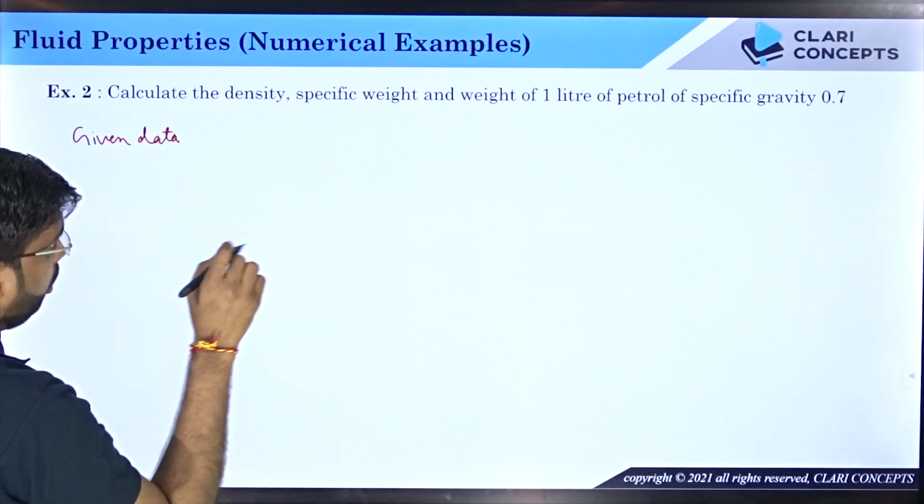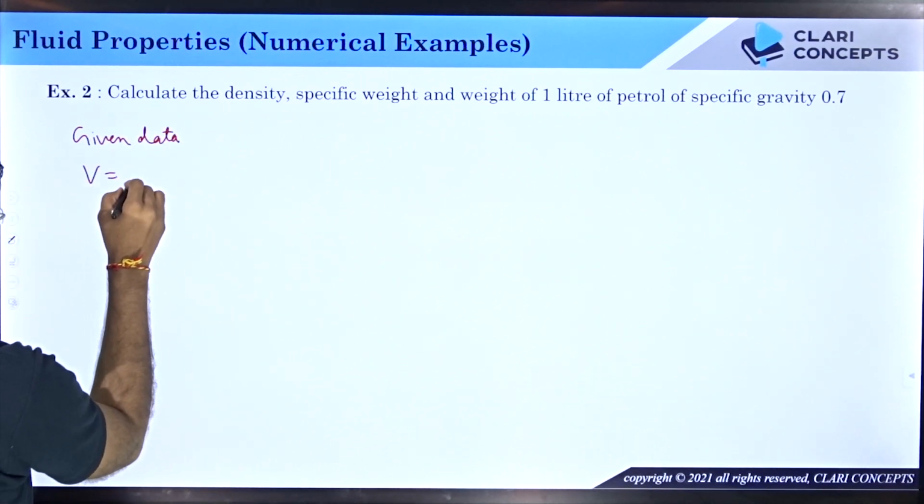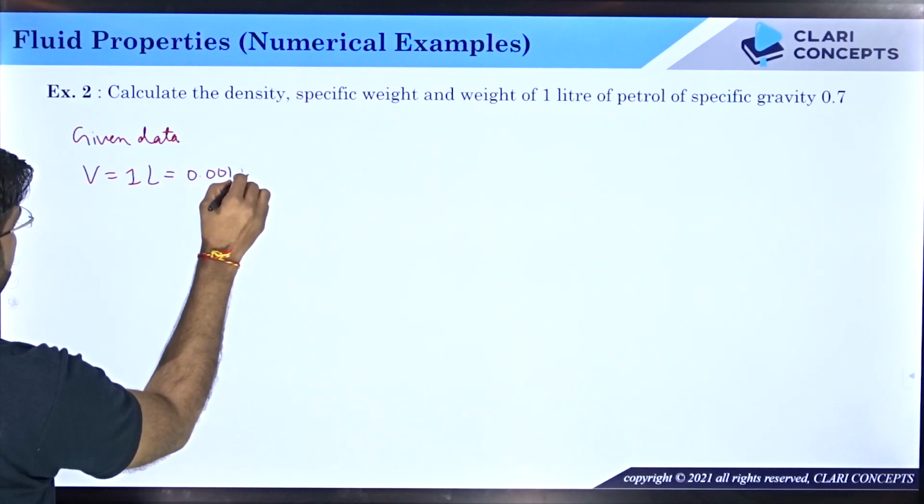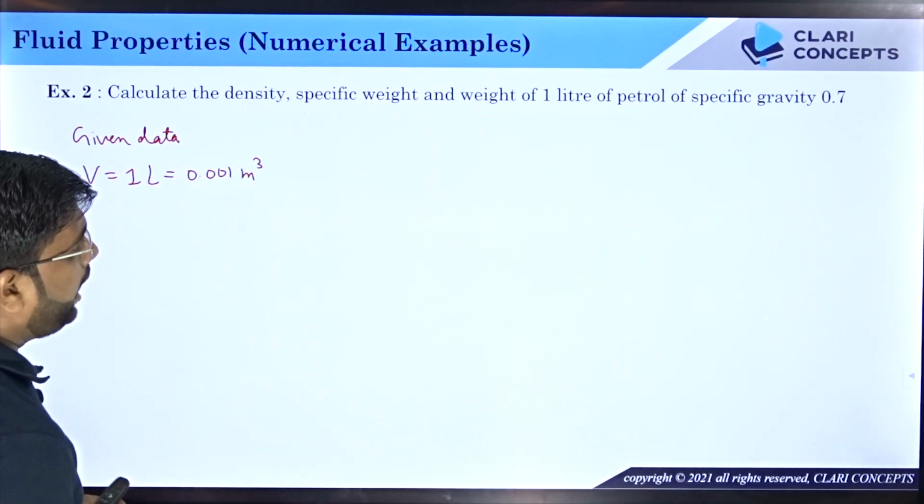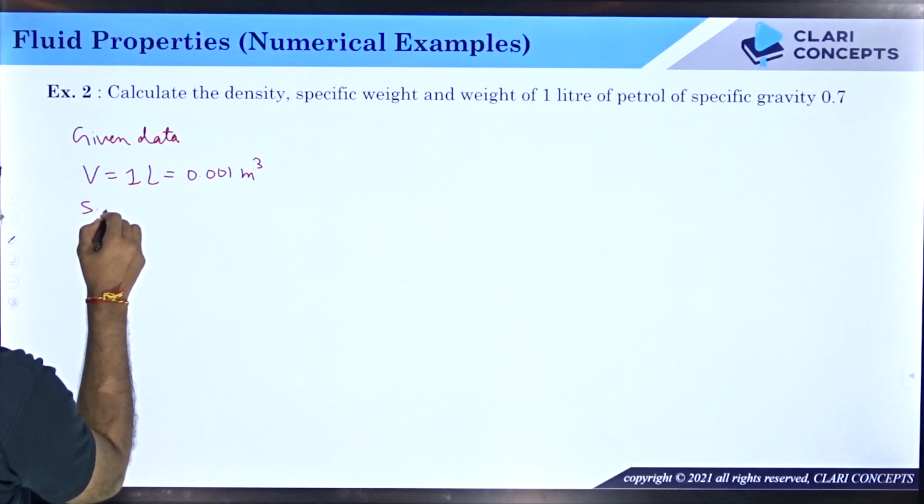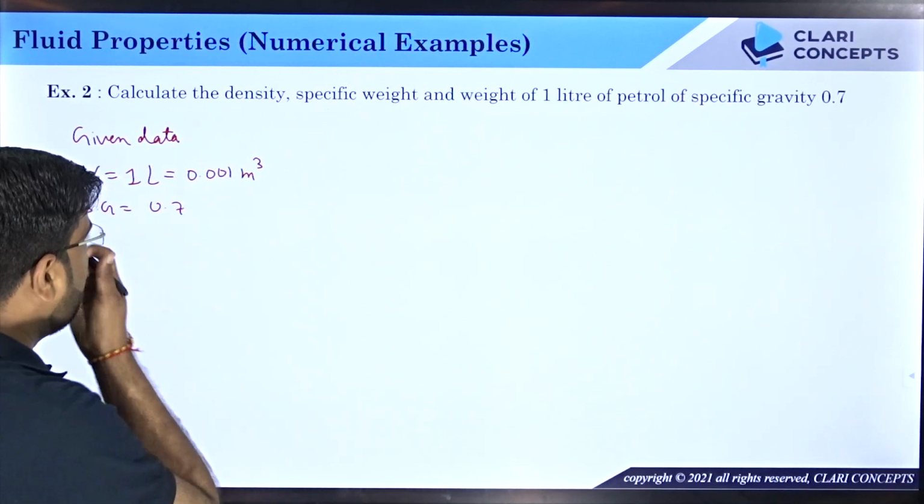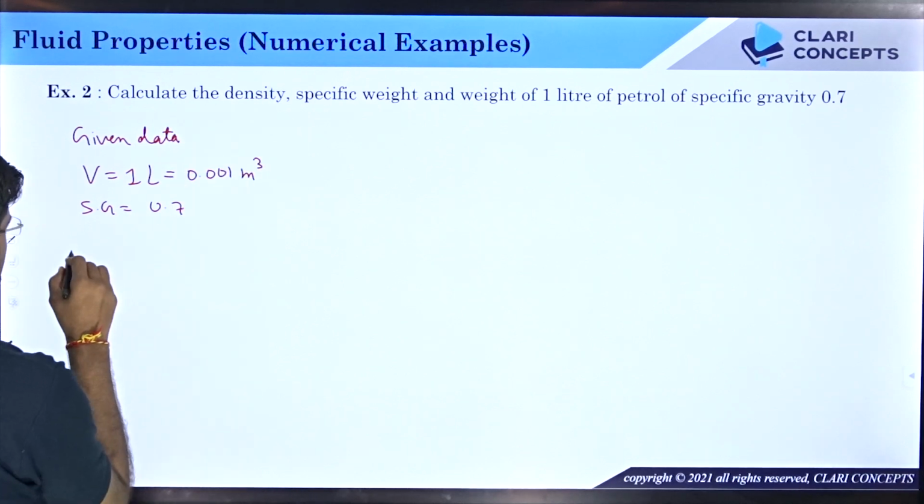We have been given a petrol whose volume is 1 liter. When I say 1 liter, it means 0.001 meter cube. And the specific gravity of petrol is given to you as 0.7. Now they have asked you to find out density. So first is density.